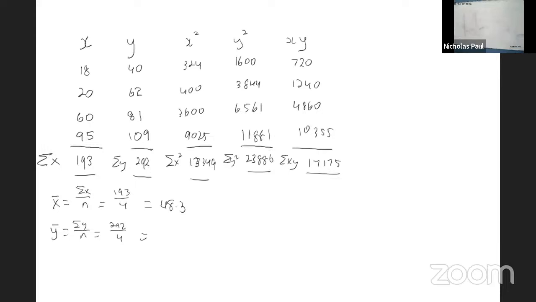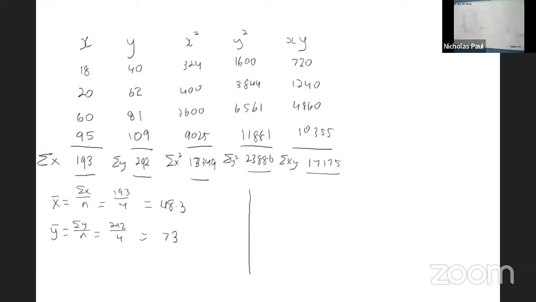What's the next one? 292 over 4. 73 exact. Okay, so we have X bar and Y bar. So now we could go to our formulas.